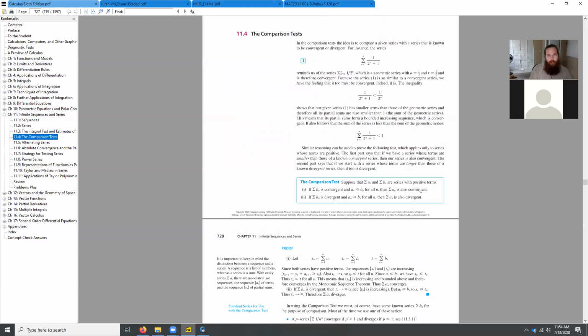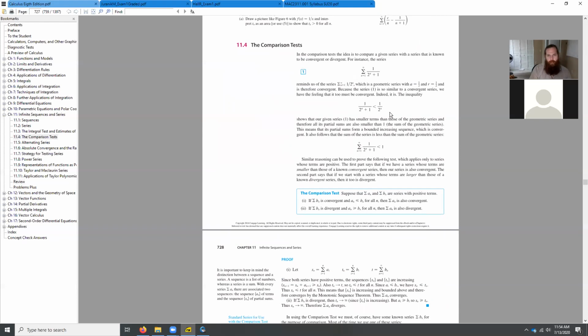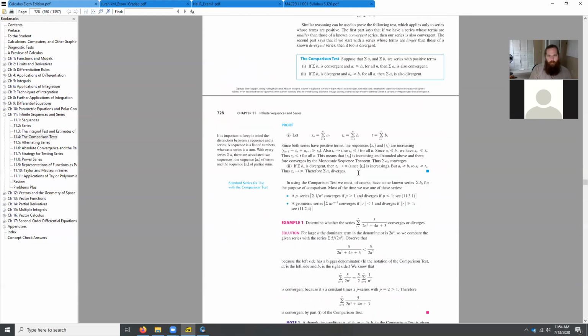Okay, so this is the example we just went through. 1 over 2 to the n plus 1 is smaller than 1 over 2 to the n. So since 1 over 2 to the n summed from 1 to infinity is convergent, 1 over 2 to the n plus 1 summed from 1 to infinity must also be convergent.